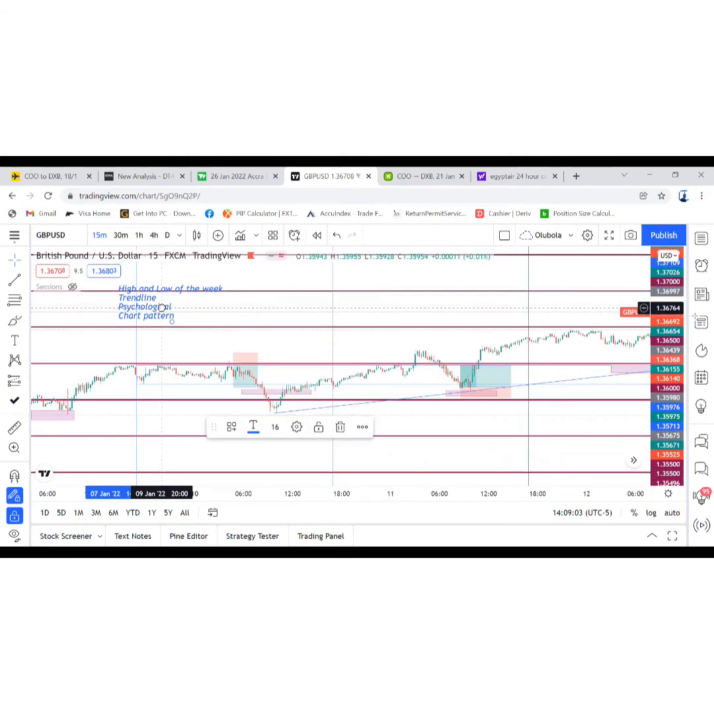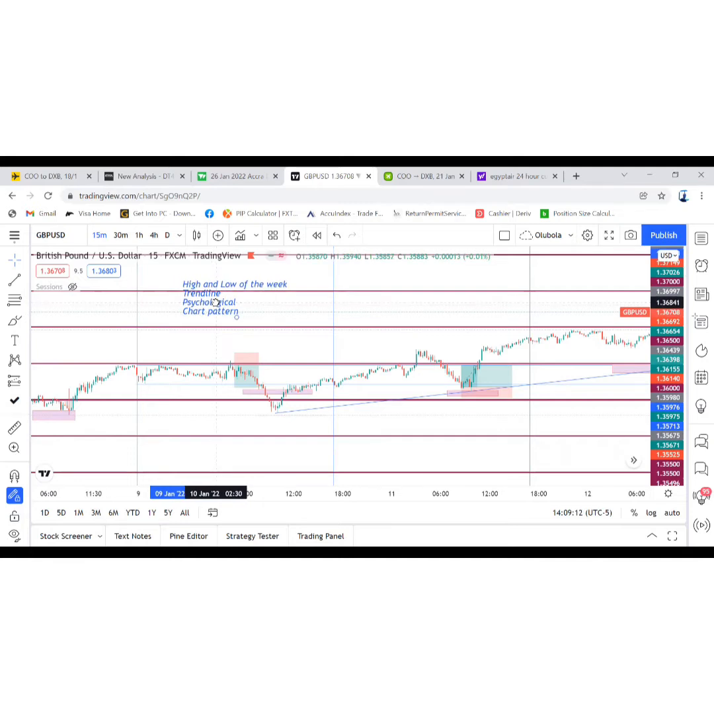If you look at what I wrote here, these are the rules of my trading. These are the things I watch out for before I place a trade, and these are the 4 rules: my high and low, the trend line, psychological level, and the chart pattern. These 4 things that I've highlighted here, there must be a confluence among them. They must meet before I place my trade.